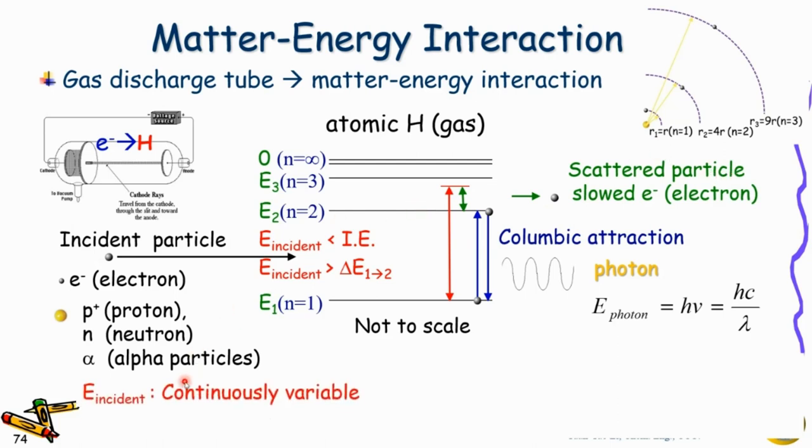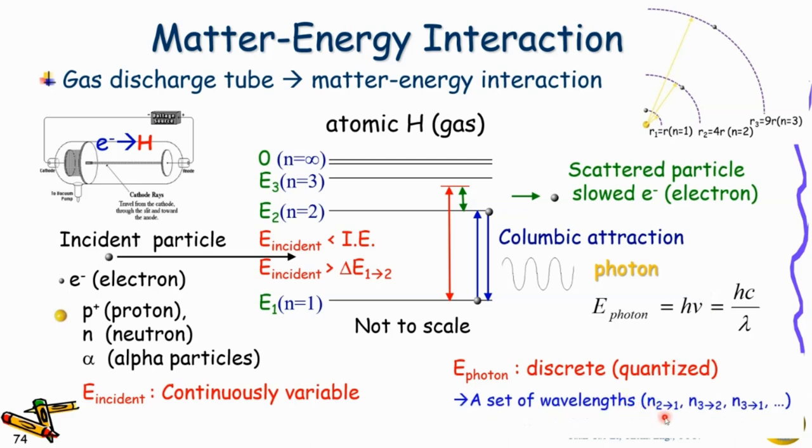So the incident electron is continuously variable. We tune these electrons, they can be small or strong according to the voltage of this gas discharge tube. But as a result, the energy of the photon coming out is discrete, is quantized. You could not explain why it's quantized at that time, but we understand the wavelengths that come out are discrete. It's a set of wavelengths. It can be 2 to 1, 3 to 1, 3 to 2. So this is matter-energy interaction.